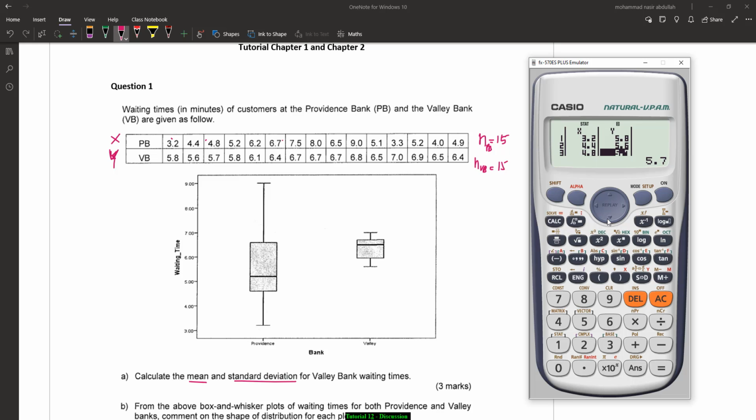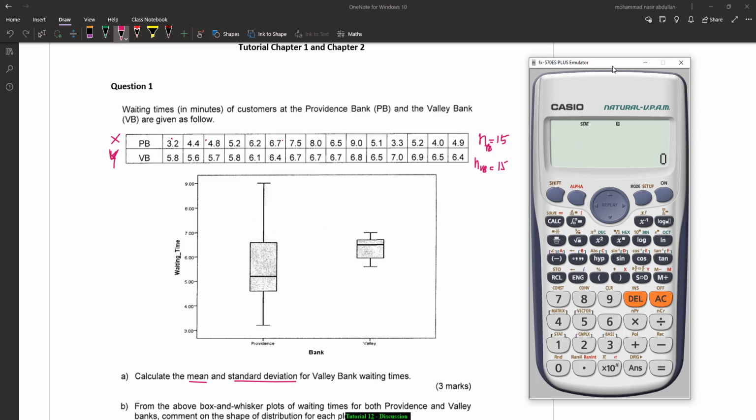So the second one: 5.6, 5.7, 5.8, 6.1, 6.4, 6.7, 6.7, 6.7, 6.8, 6.5, 7.0, 6.9, 6.5, 6.4. Right, this is for the second one. For the first one: 3.2, 4.4, 4.8, 5.2, 6.2, 6.7, 7.5, 8.0, 6.5, 9.0, 5.1, 3.3, 5.2, 4.0, 4.9. Alright, correct. After you have checked the values you input, press AC.